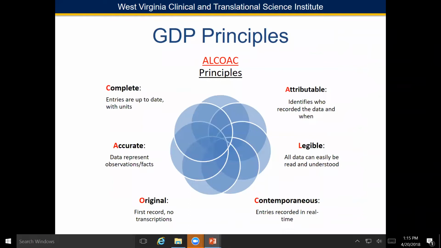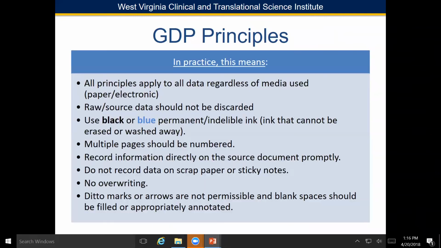It should be legible, so all data can easily be read and understood. It should be contemporaneous, so that entries are recorded in real time and not 3 days later. I think this is what it was. Should be original, so the first record and no transcriptions. Should be accurate, so the data represent the observations and the facts that actually happened. And should be complete, so entries should be up to date, units should be included. There's a lot of information here, but these are the principles of good documentation practices to keep in mind when recording all data for clinical trials.